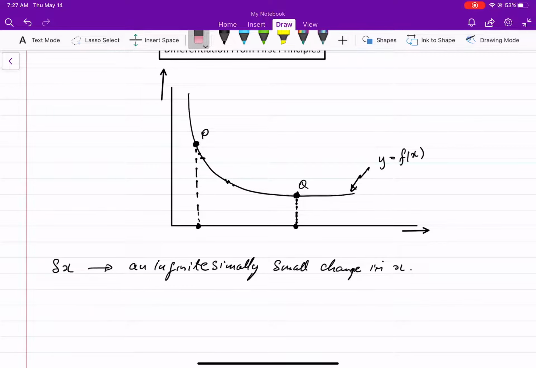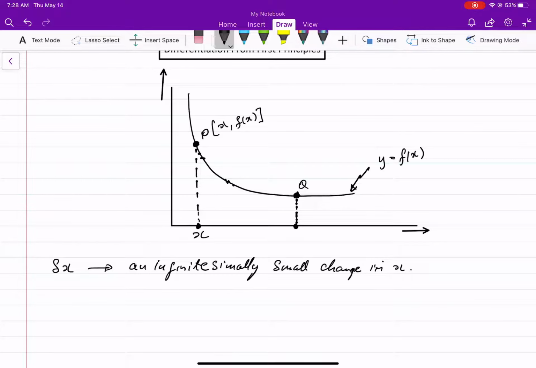All right. So I've identified 2 points on the curve P and Q that are very close together. And the difference in x values is delta x, which is an infinitesimally small change in x. So if the x value at P is just plain old x, then the coordinates of P are x and f of x, whatever that x value is, you plug it in.